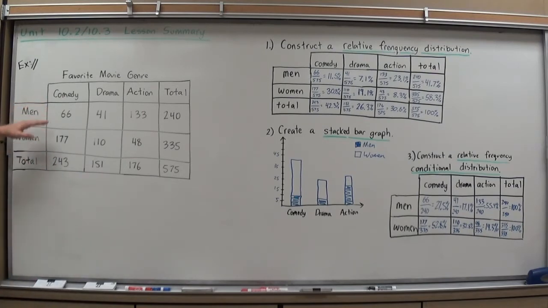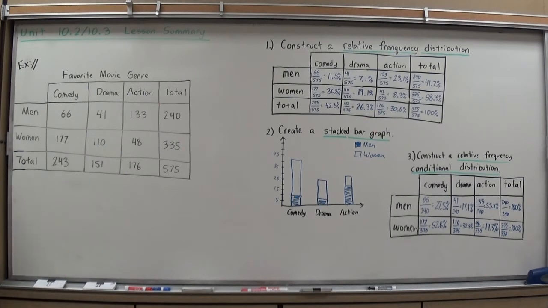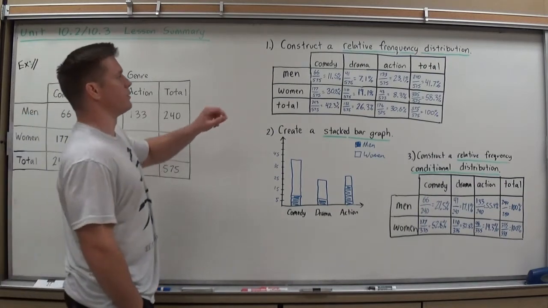Because these numbers are nice, it does show me that the majority of people preferred comedy, less so drama and action, but it's nice to think of it in relation to something. What percent of men prefer comedy? What percent like drama, etc.? And that's what we do in a relative frequency distribution.